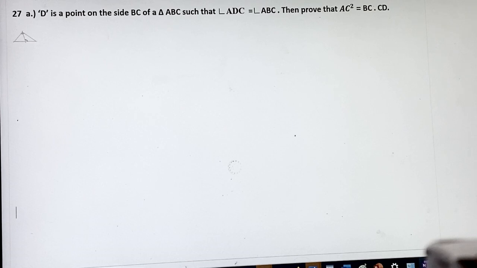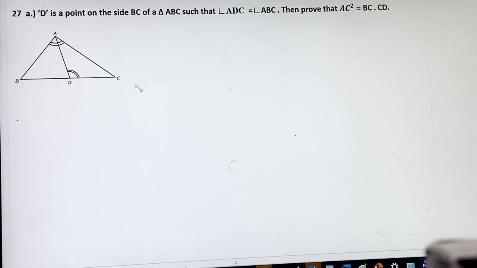Okay. So just by using the given data, I drew the triangle here. This is how it looks. So that is angle ABC. Now, how do we solve this? Here we have triangle ABC and triangle ADC.